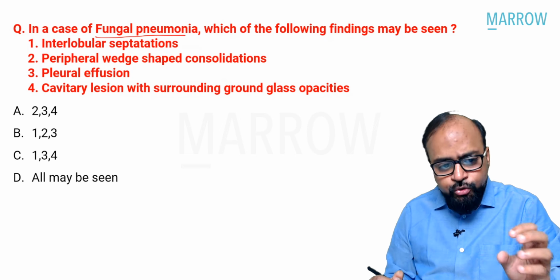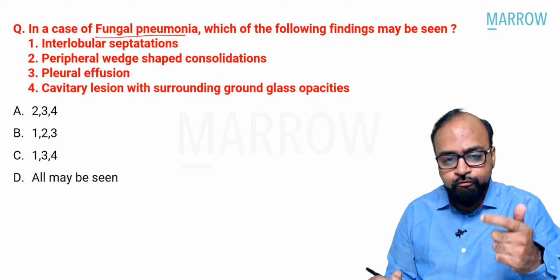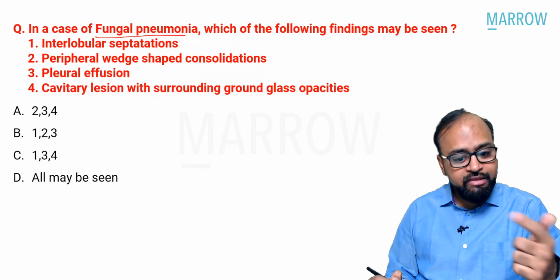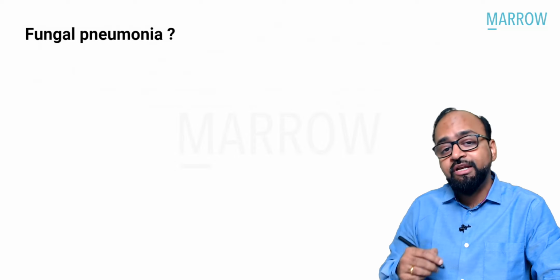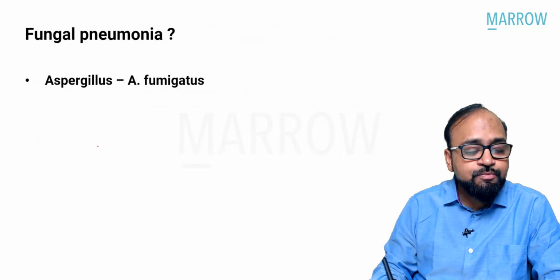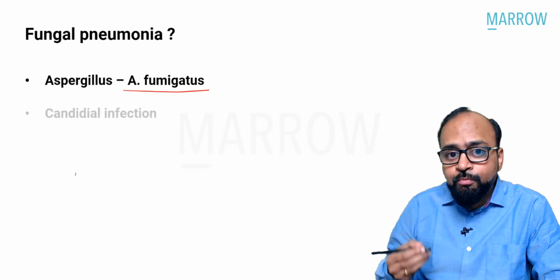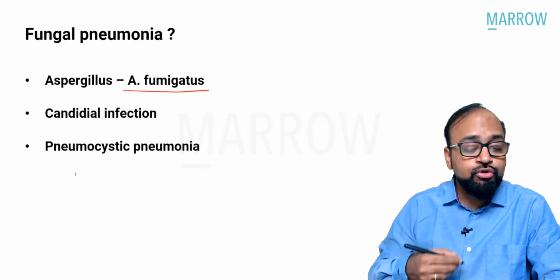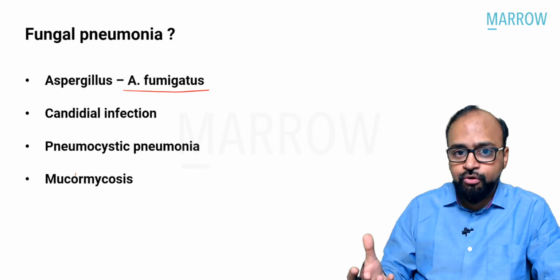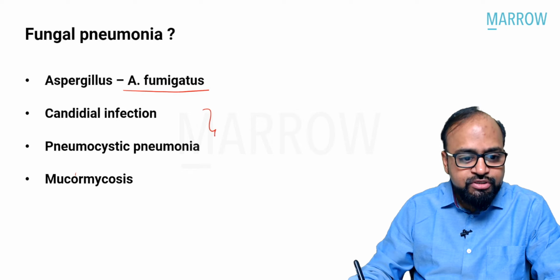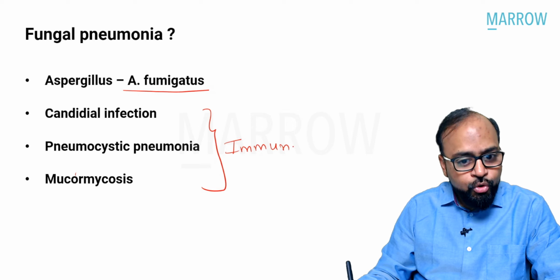Now, rather than going into the vagueness of this question and focusing there, let us look at some specifics about fungal pneumonia first and what could be seen in it, and then we will come to the answer of this question. Fungal pneumonia can be caused by what? The most common agent is Aspergillus, most commonly Aspergillus fumigatus. In immunocompromised patients, you may have candidal pneumonias, pneumocystis pneumonia, whether you classify it as a fungus or a parasite, and mucormycosis. So candida, pneumocystis, and mucormycosis are usually seen in an immunocompromised patient.